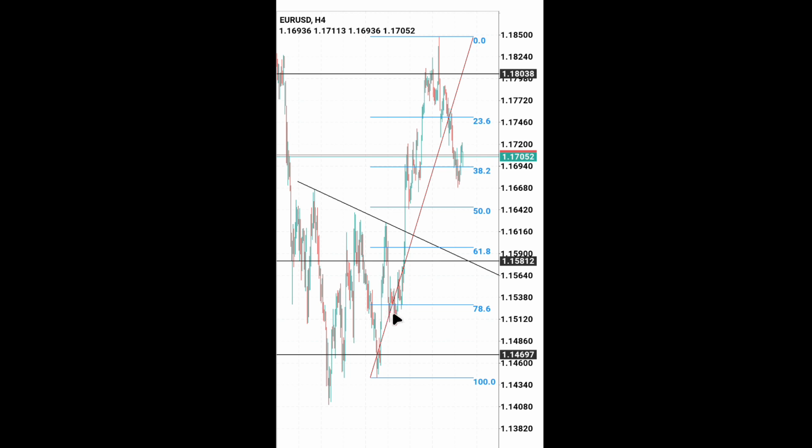Asking, why don't you use this higher low? But I've explained that we use external high and external low. So this is the external low. This was an internal low. So I use external highs and external lows.